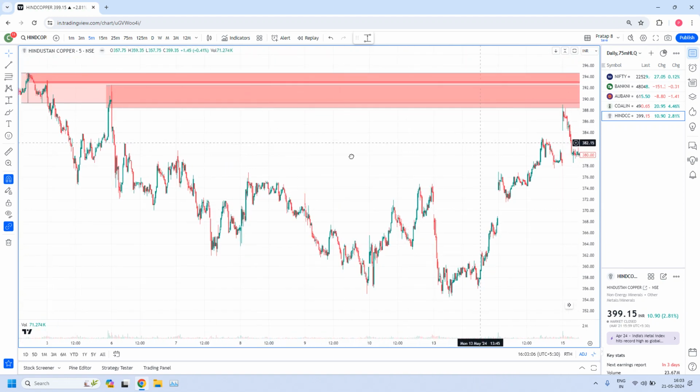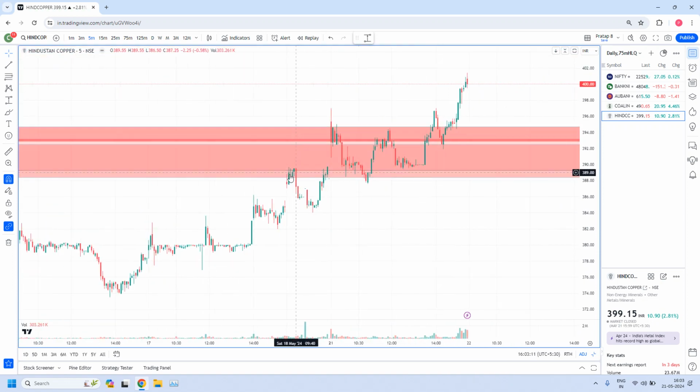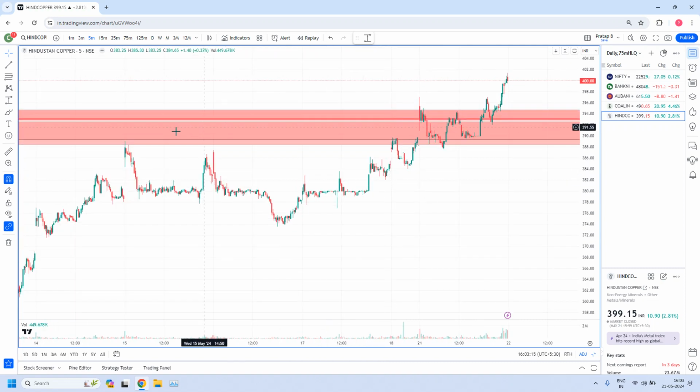It gave a test earlier. See here, it already gave a test. I think 2 tests it has given. Here a little deep it came. But anyway, the previous test was outside the zone. This is inside the zone. Entered inside the zone, gave a test. But this time the zone is easily violated.